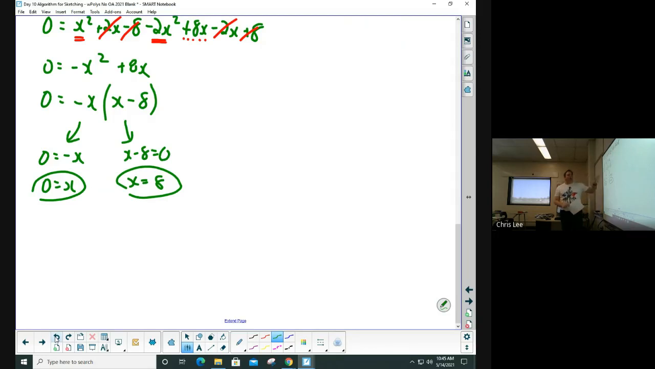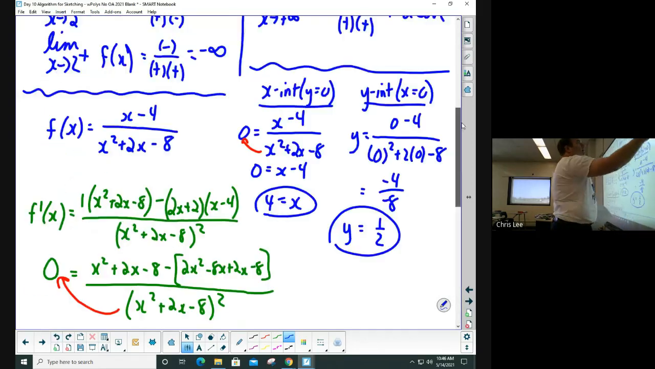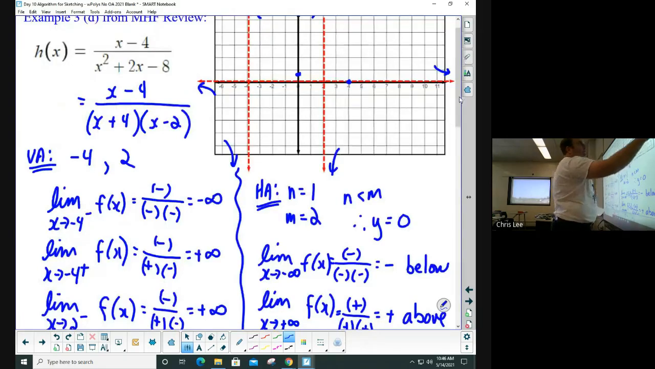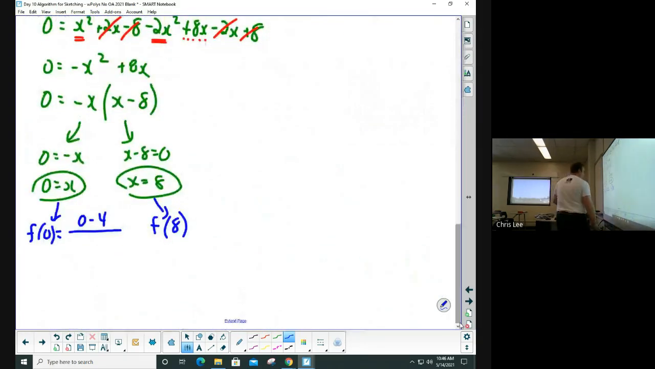Not only do I know the x values, but I have to figure out the actual coordinates. So I have to take this and plug it into the original. F at 0, and then F at 8. So plugging it into the very top, I think I'm going to plug it into the factored form. Just makes my math a little bit easier, although it doesn't matter which one I plug it into. But I'm going to plug it into the factored form. So x minus 4 over, and again, if you want to see this factored form, it's up at the top. It's on your page. x plus 4, x minus 2.